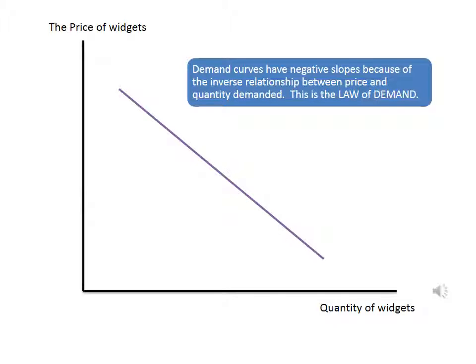Demand curves always have negative slopes, and this is called the law of demand. Demand curves have negative slopes because there's an inverse relationship between price and quantity demanded, which just means if the price of something goes up, people tend to want to buy less of it. But as the price of something goes down, people want to buy more of it.